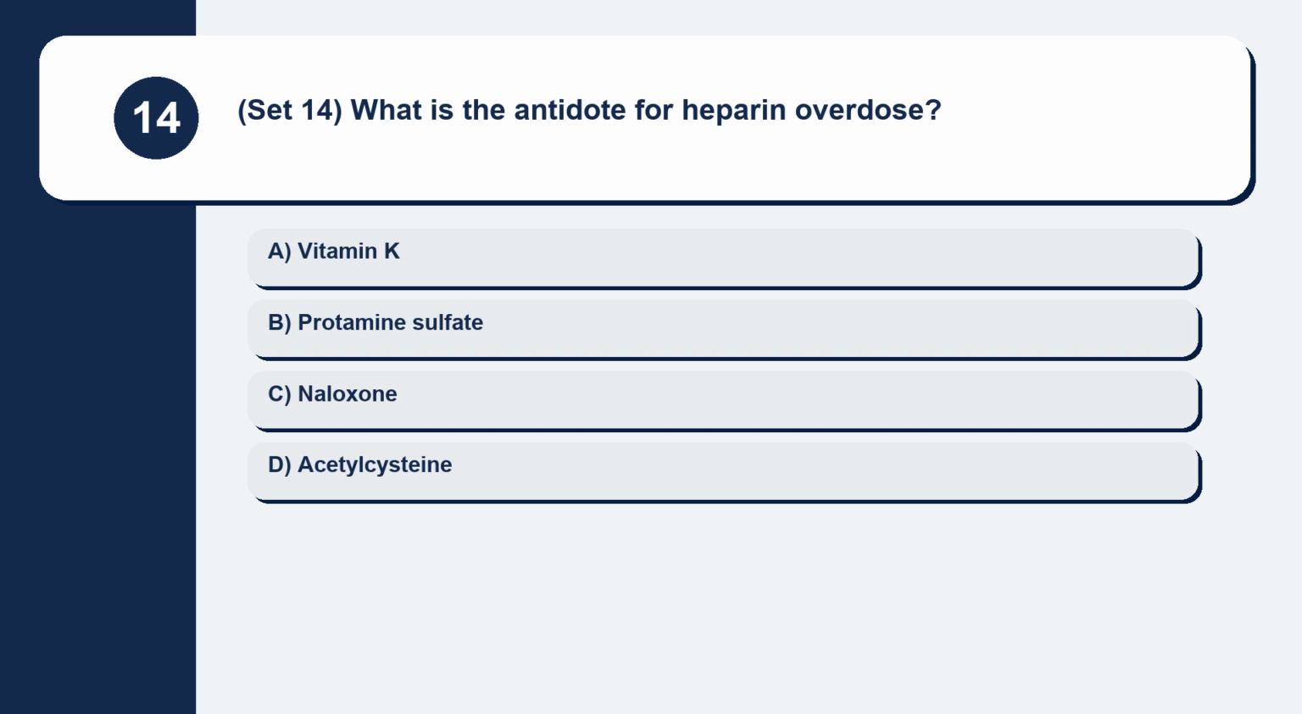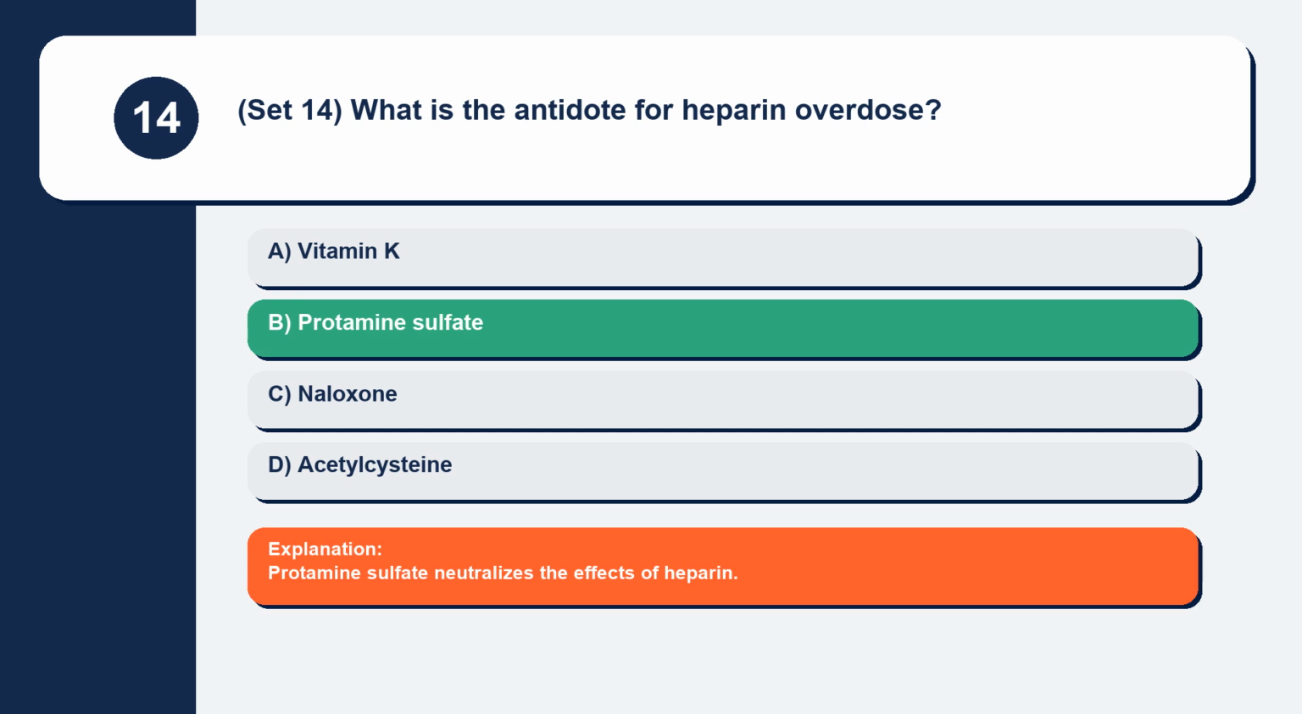Question 14. Set 14. What is the antidote for heparin overdose? Vitamin K, protamine sulfate, naloxone, acetylcysteine. Protamine sulfate neutralizes the effects of heparin.